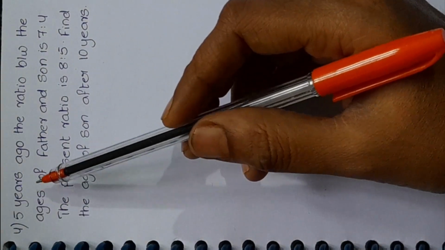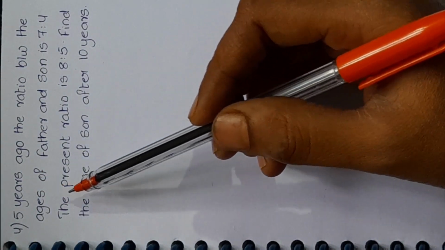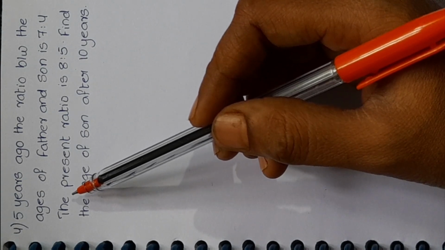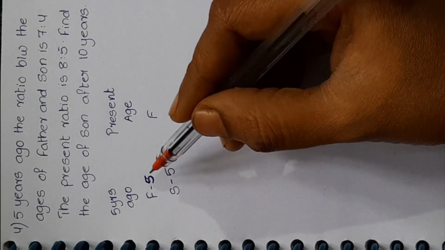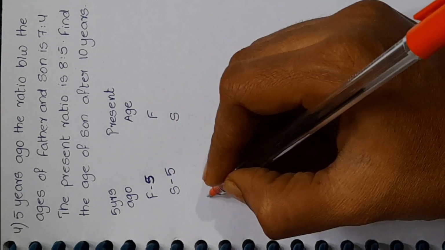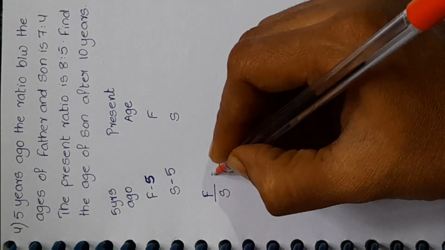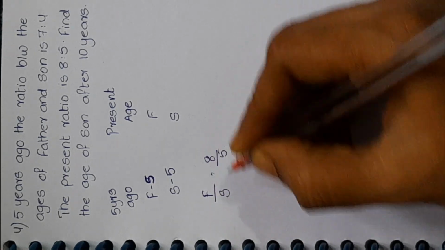4. 5 years ago, the ratio between the ages of father and the son is 7:4. The present ratio is 8:5. Find the age of son after 10 years. Let the present ages be F and S. Before 5 years, it is F minus 5 and S minus 5. According to the question, the present ages ratio F to S is equal to 8 by 5.